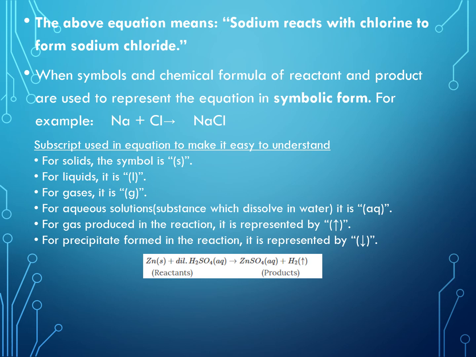Now we will take an example for better understanding. Here, zinc, which is in solid state, reacts with sulfuric acid, that is H2SO4, which is in aqueous state. It gives a product of ZnSO4, which is again in aqueous state, with a hydrogen gas release. So the arrow is in the up direction.